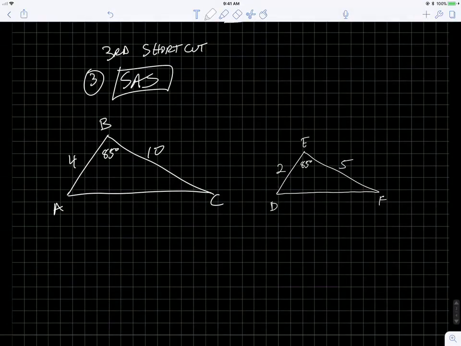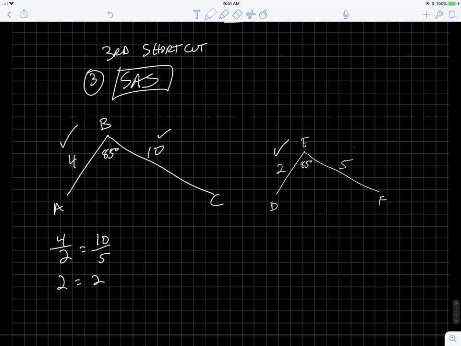The last shortcut is side angle side. In this one, we need to know two sides are in proportion and then the included angle between them is congruent. So I erased the third side here for a second because if I know that side AB and side DE are in proportion, so the ratio 4 over 2, and if they're in proportion with the other sides, 10 over 5, which they are because they're both 2 when I reduce them, or 2 over 1, the sides are in proportion. So I've got one side in proportion, the other side in proportion. So two sides proportional. That makes our side and our side.